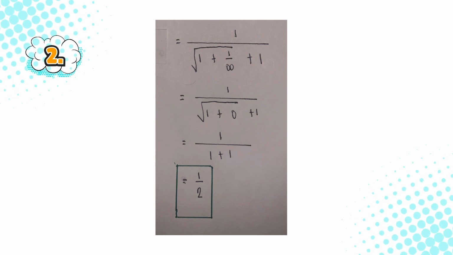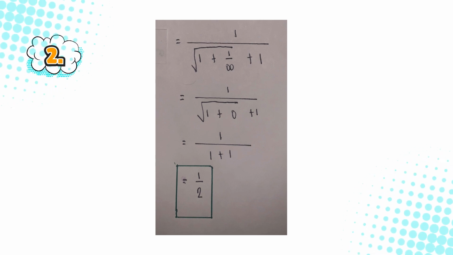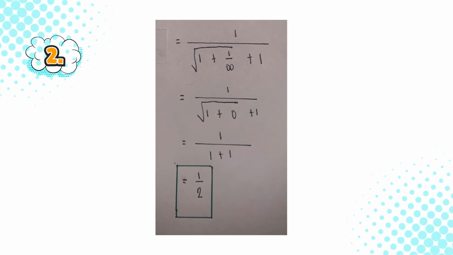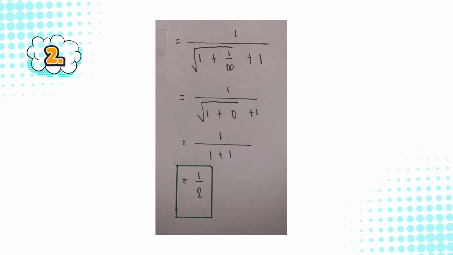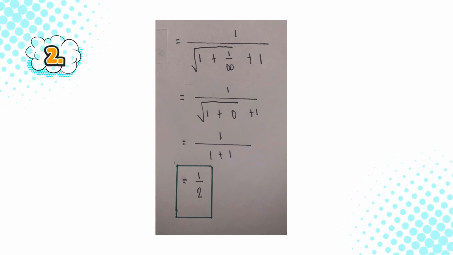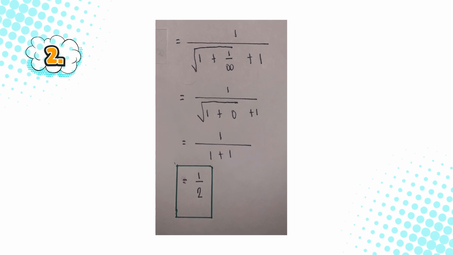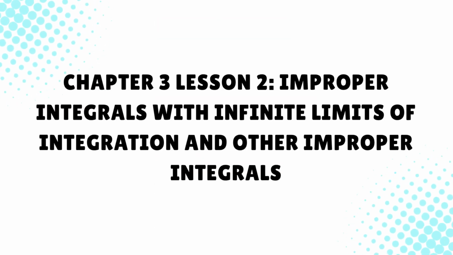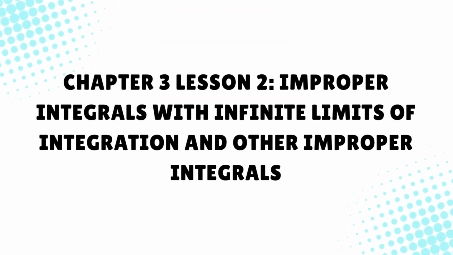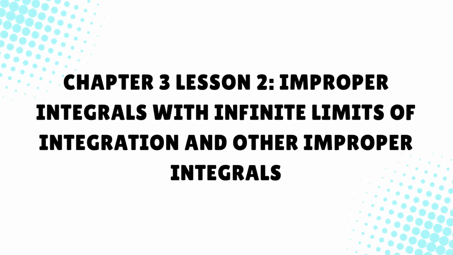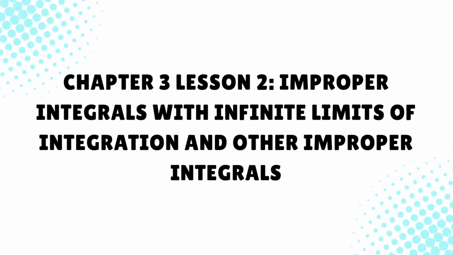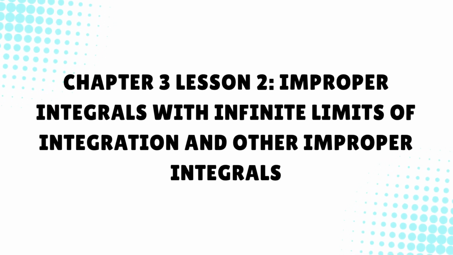The limit of the function, the square root of x squared plus x minus x, as x approaches infinity, is equal to 1 over 2. Therefore, the limit exists. For Chapter 3, Lesson 2, Improper Integrals with Infinite Limits of Integration and Other Improper Integrals.